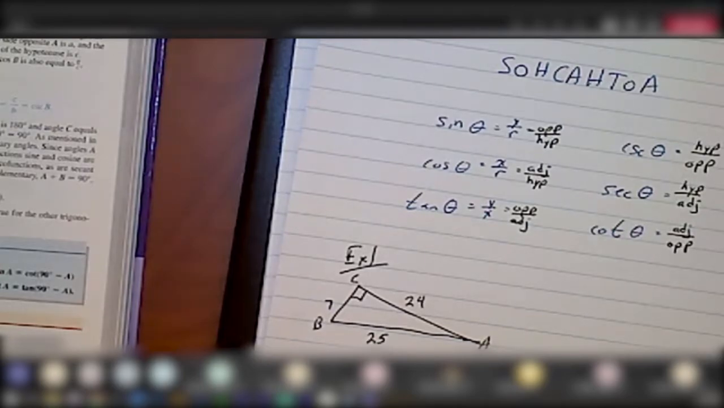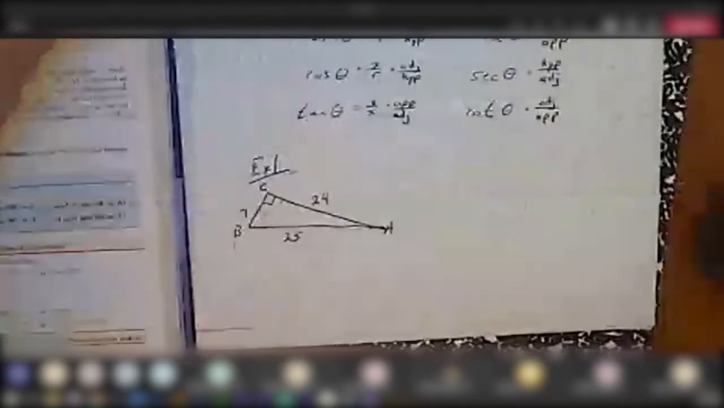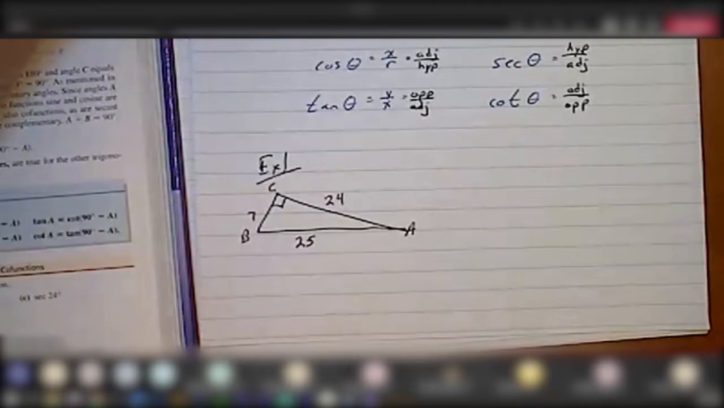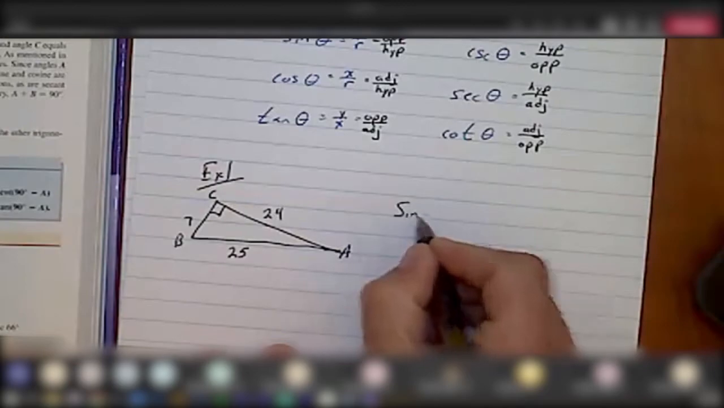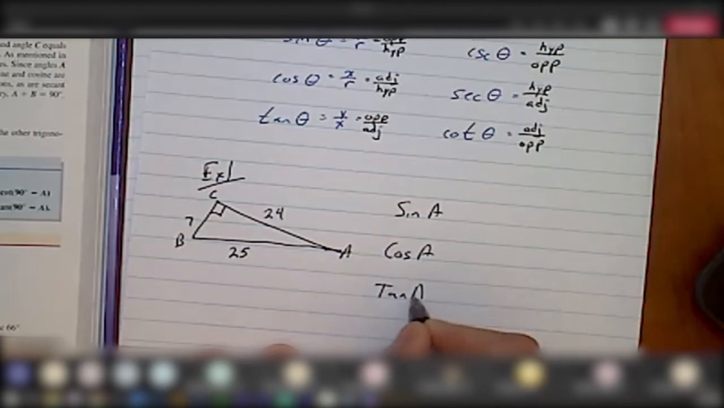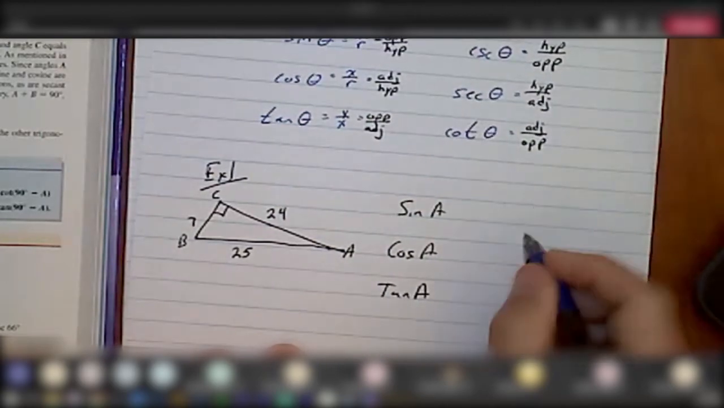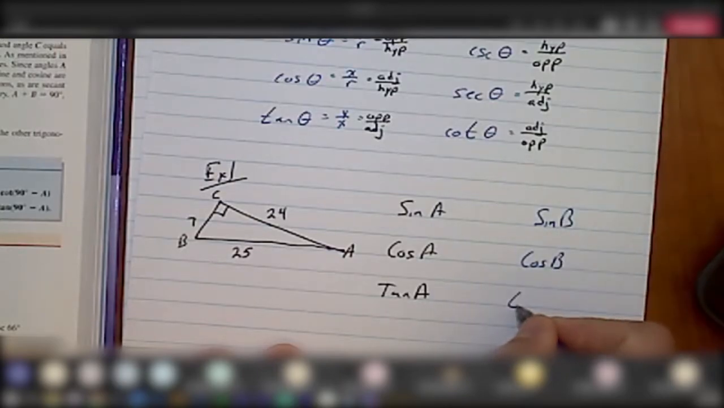They want us to find sine, cosine, and tangent for angle A and angle B. So based on this picture, they want me to find sine of angle A, cosine of angle A, tangent of angle A. They then also want me to find sine of angle B, cosine of angle B, and tangent of angle B.